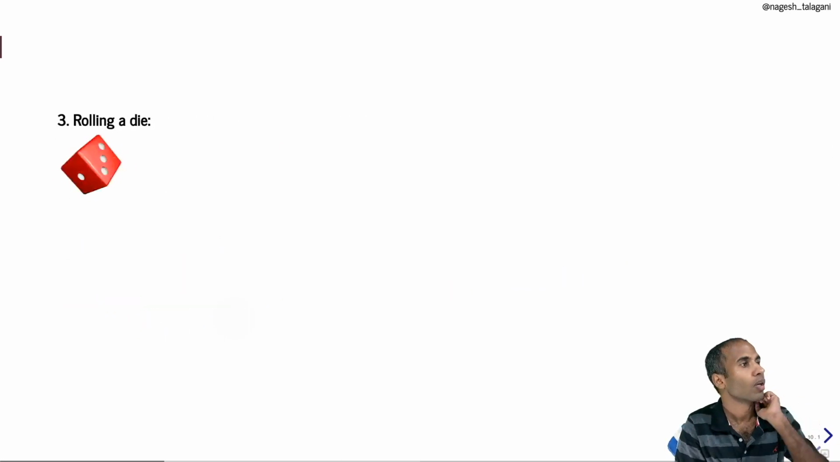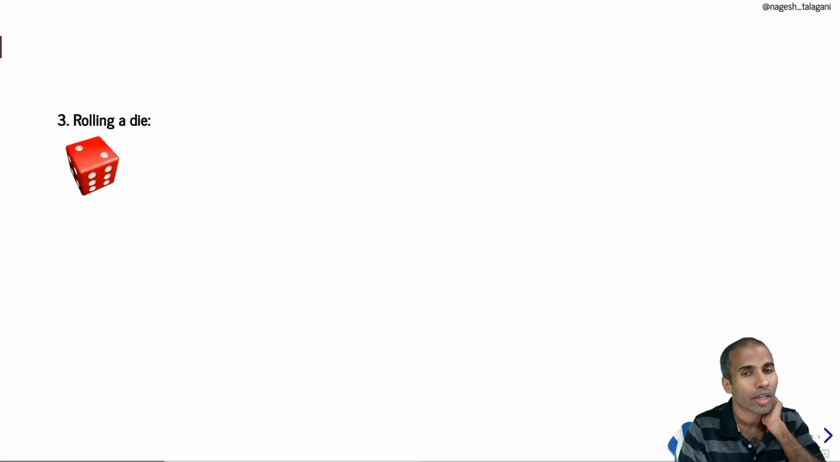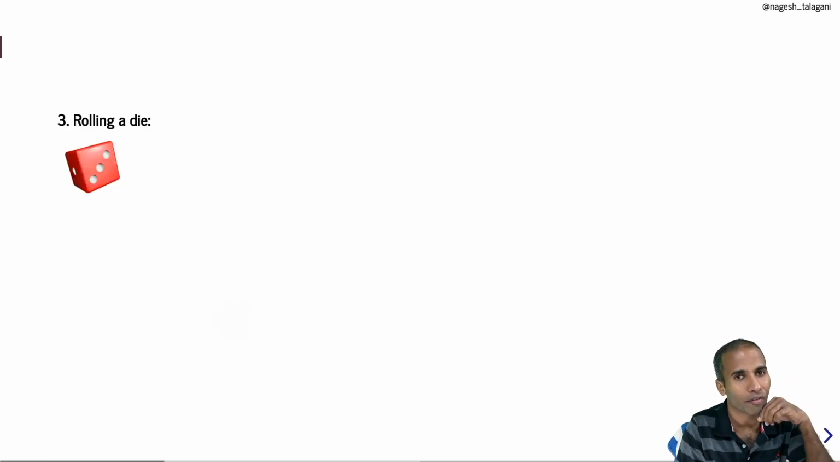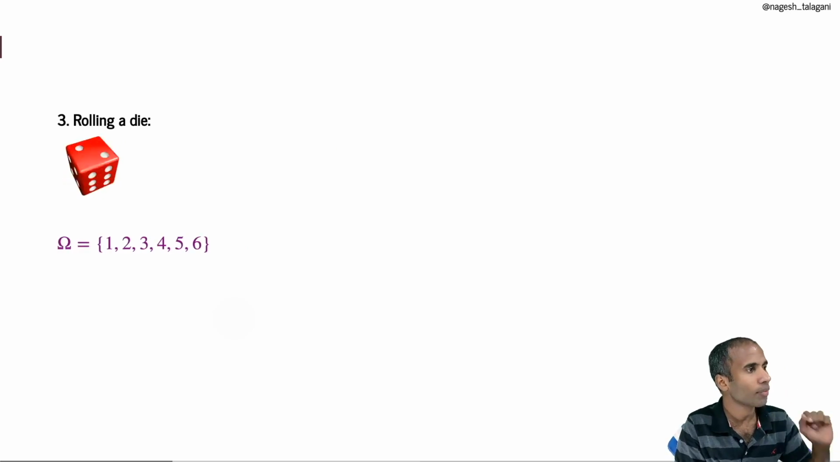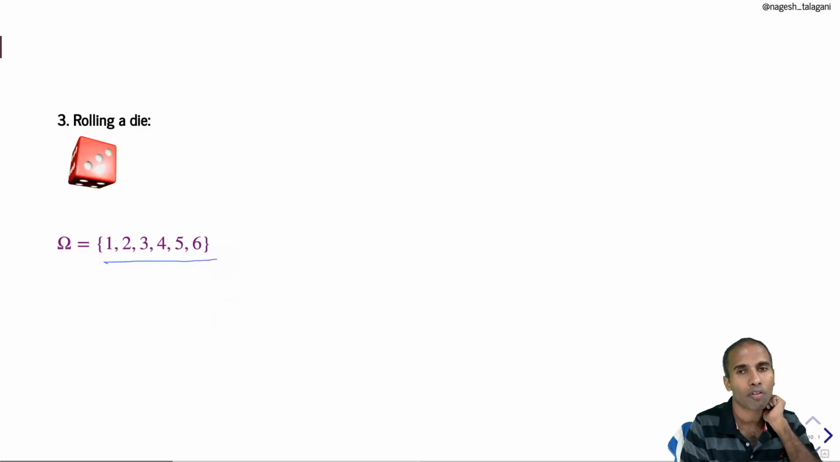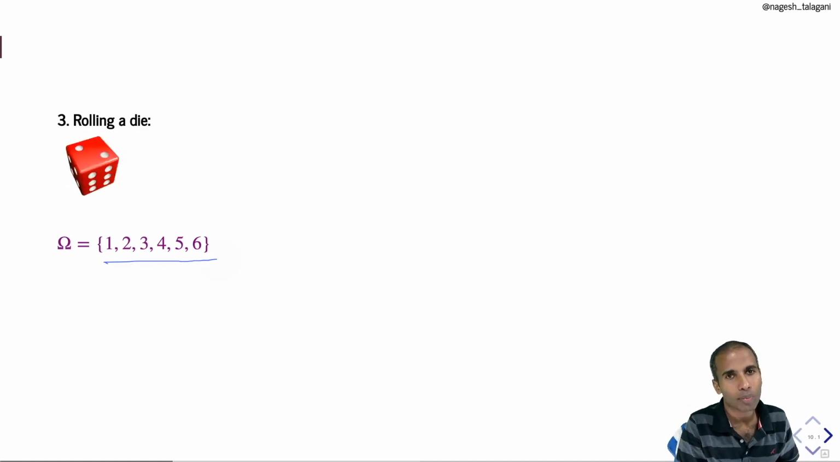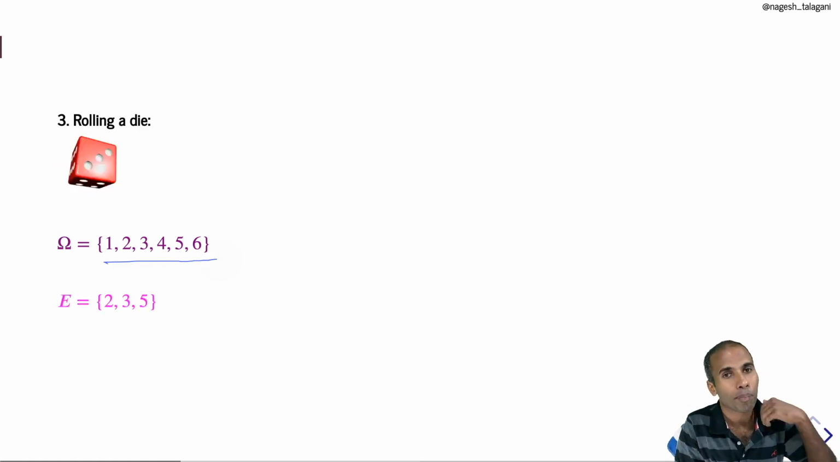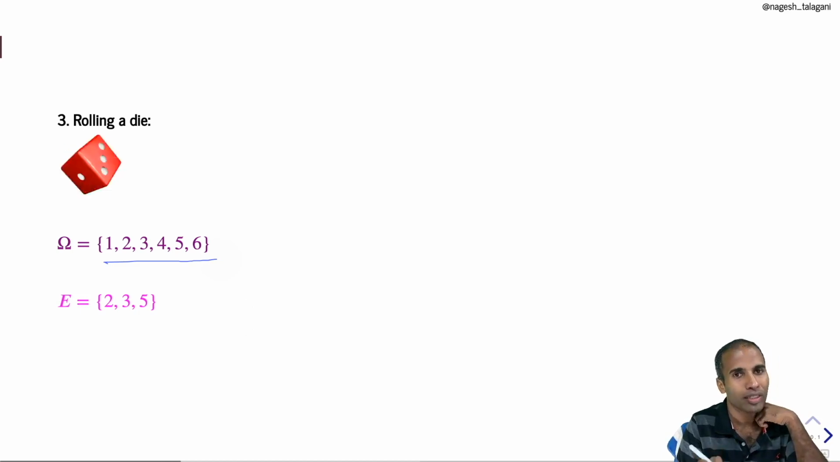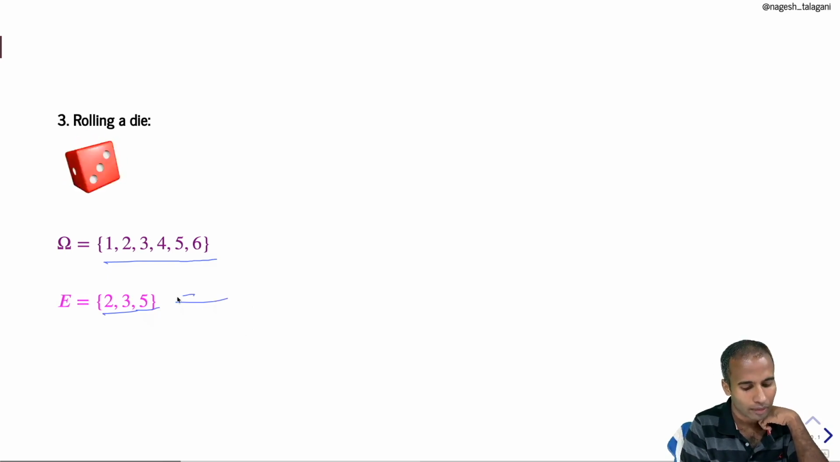Next, rolling a die. When we roll a die, we can observe the number of dots on the face. So the possible outcomes are 1, 2, 3, 4, 5, 6. And one typical event of interest could be landing on a prime number. So you may see a prime number of dots, like 2, 3, 5.